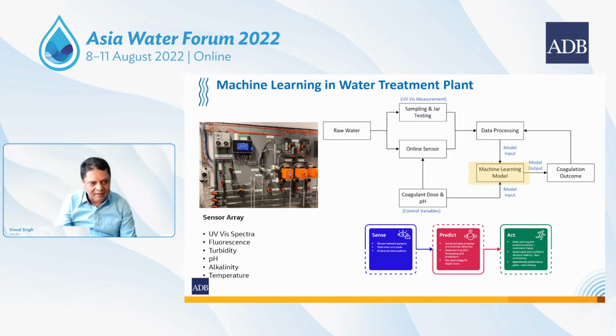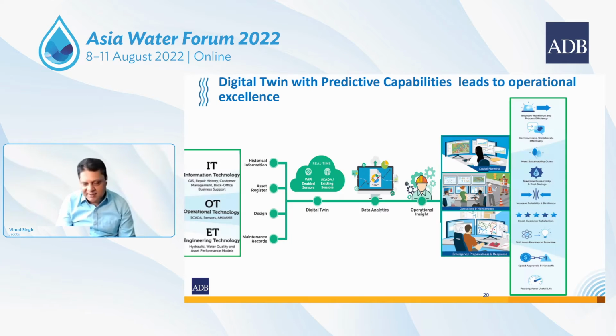Another piece of work we have been doing with PUB here is a digital twin for the Changi Water Reclamation Plant, which combines IT, OT, and ET. It results in better capital planning, operations and maintenance, and also helps us do scenario analysis and prepare for emergency preparedness and response.